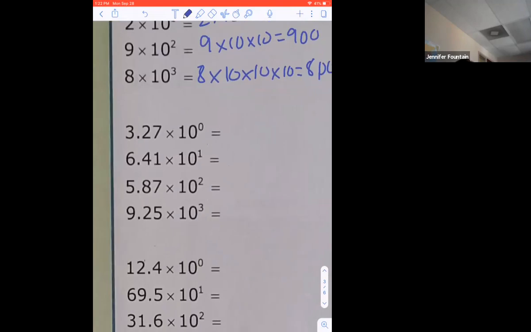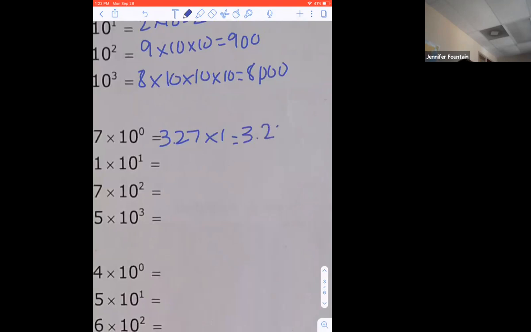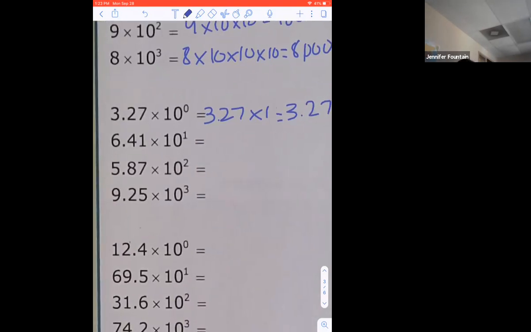Now if I have a decimal, 3.27 times 10 to the first will be the same as 3.27 times 1. So that's just going to stay 3.27, or 3 and 27 hundredths. Then 6.41 times 10 means I move my decimal one place to the right. So it becomes 64.1.